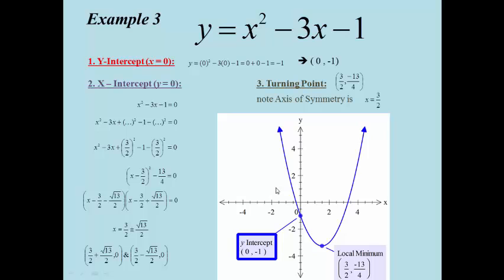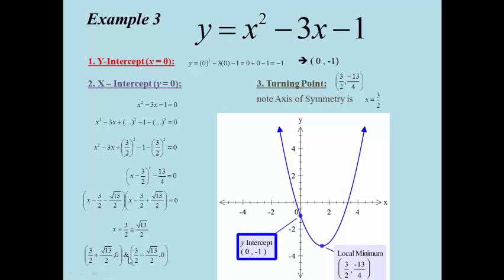So when you see the sketch here, we've got our local minimum, which we get from the turning point. Once again, it's a cup shape because it's positive x squared. Our y-intercept, we work back here, is (0, -1), always generally the easiest thing to work out. The x-intercepts are for these two ones here.